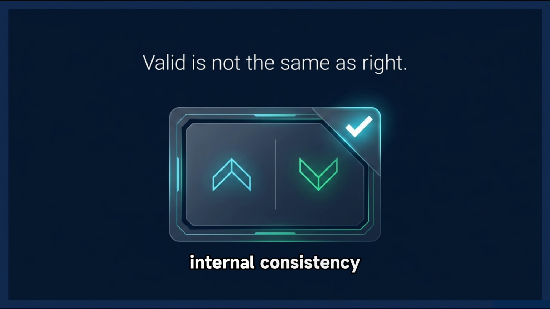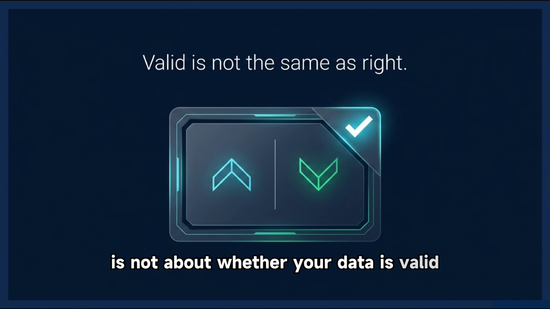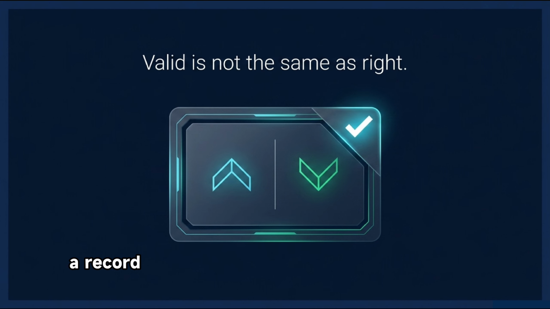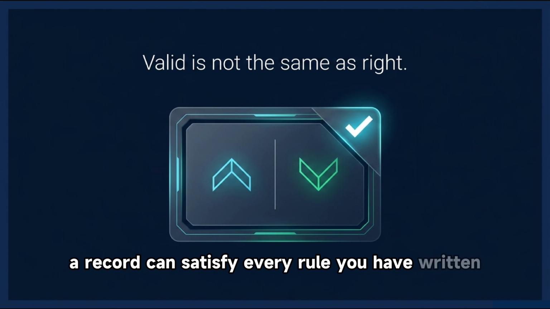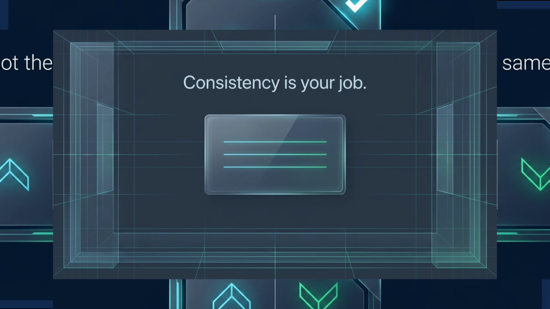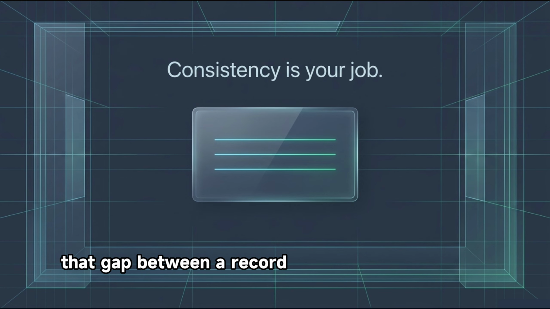Internal consistency is not about whether your data is valid. It is about whether your data is coherent. A record can satisfy every rule you have written and still describe 2 different realities in the same row. Your database will not tell you when that happens. The constraint system does not see it. The schema does not catch it. That gap between a record that is technically valid and one that is actually correct is yours to manage.